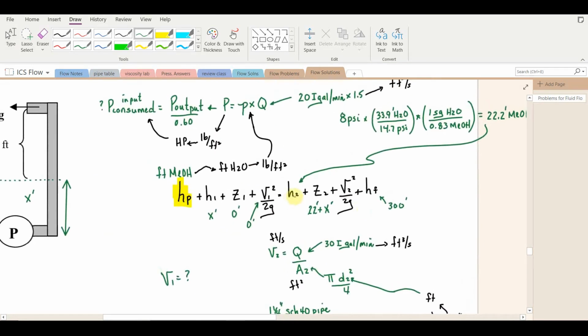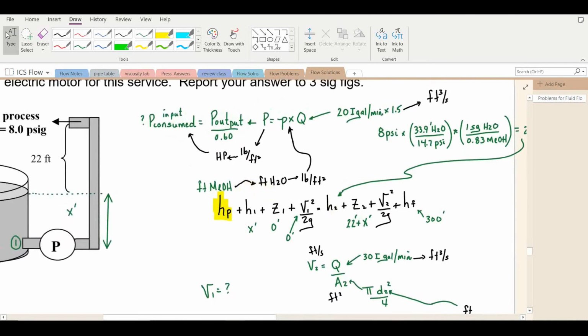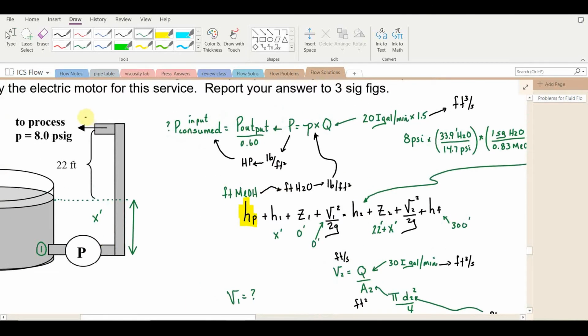Let's do this pressure term here first. The pressure at point 2, which is right up here, what would that be? Well, in this case, we don't have a height of water sitting above it. We're told that it's 8 psi gauge. That's how much pressure it's going to be working against.